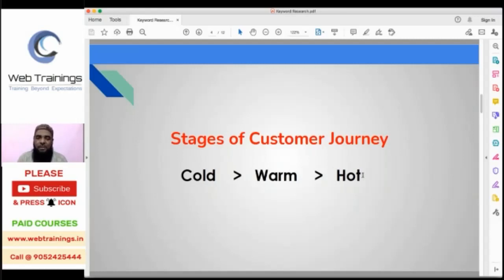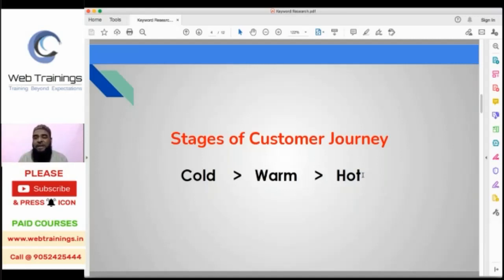Now think about it this way. Cold, warm, and hot audience, how do they really work in real time? Let's see, I want to buy a car. The moment I got this thought, I want to buy a car, I'm a cold audience. I want to buy a car, that's a decision, correct? But which car, when I want to buy, what is my budget? I haven't decided anything about it. So I have only got a thought, I want to buy a car. So depending on the stage the user is in, his mindset and his search queries will change. A person in the hot stage, his query is different. A person in the cold stage, his query is different.